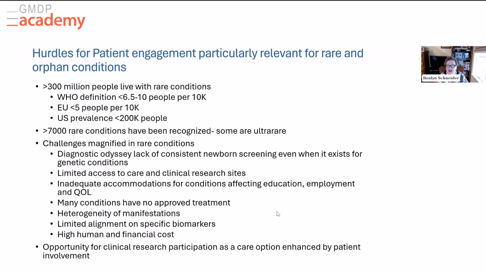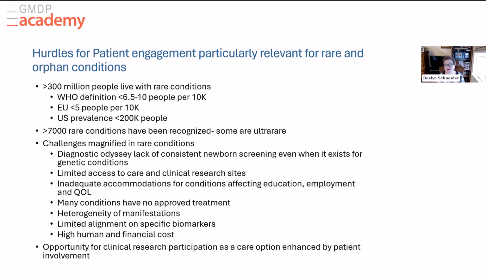We also see the challenges of limited access to those specialty centers where you have people who have seen these conditions and to clinical trial sites. We have evidence of inadequate accommodations for the people who are living with these conditions that affect their education, their employment, and their quality of life. And that also affects how and when they interact with the healthcare system. And for many of these rare conditions, there are no approved treatments. And even within these small numbers of people who have a particular condition, there are wide differences in their manifestations.